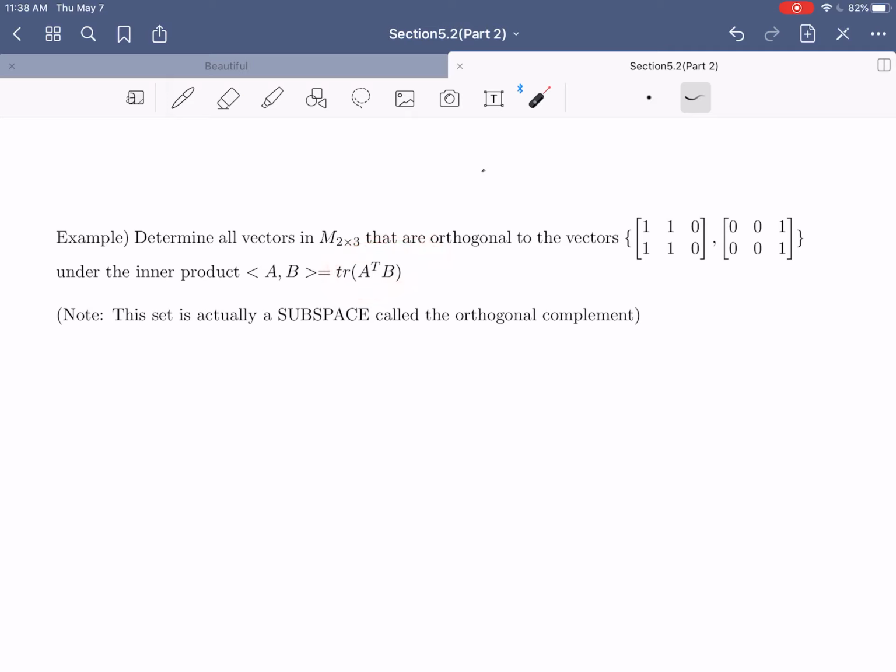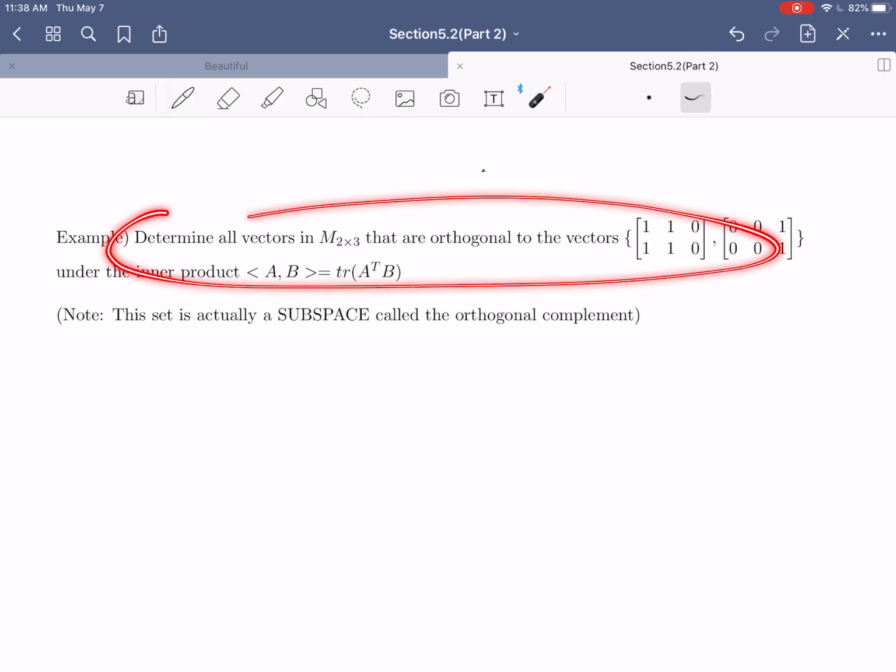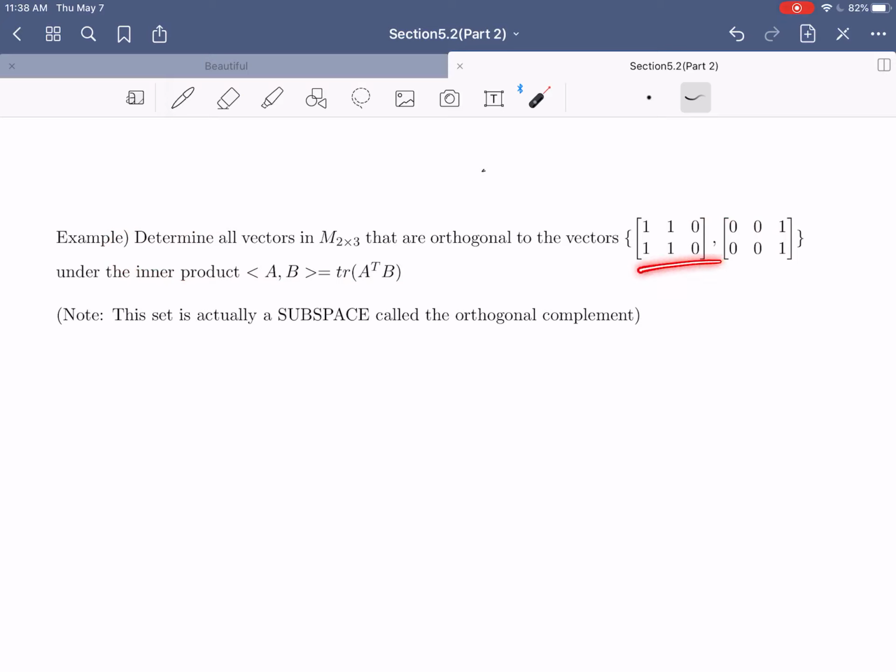As a note, if you were to take a full course in linear algebra at some point, you would find out that this set that we're going to be determining, all the vectors that are orthogonal to these two, is actually a subspace, and it's called the orthogonal complement of these vectors. So it's an interesting idea that if you find all the vectors that are orthogonal to these, that's actually a closed subspace.